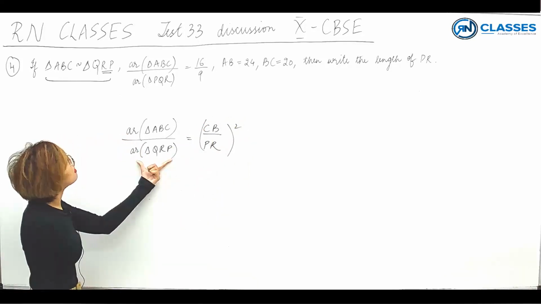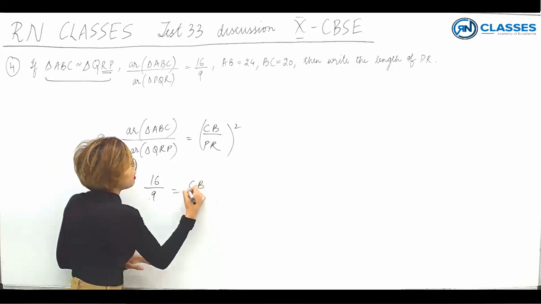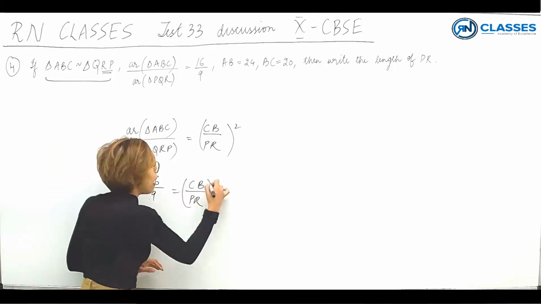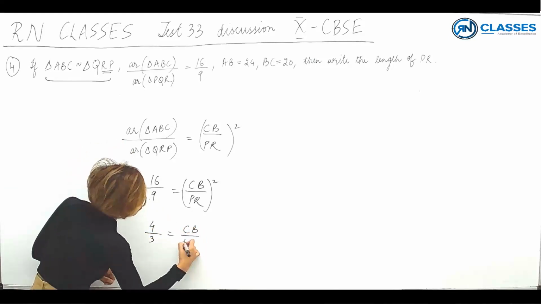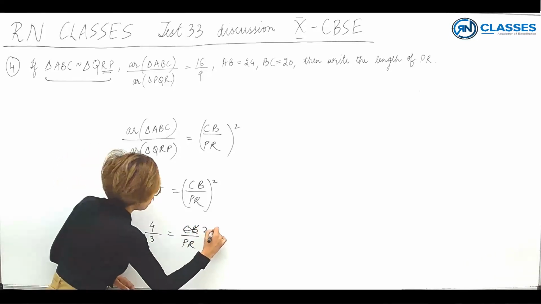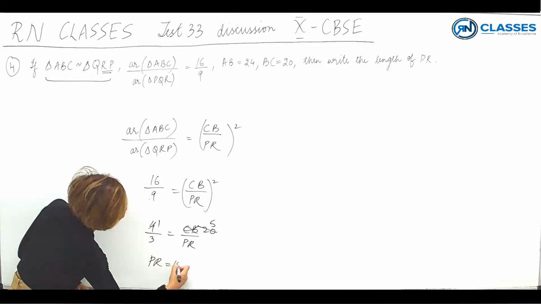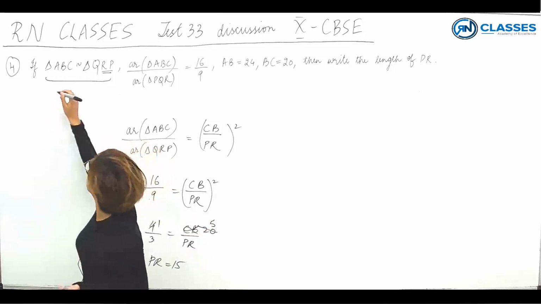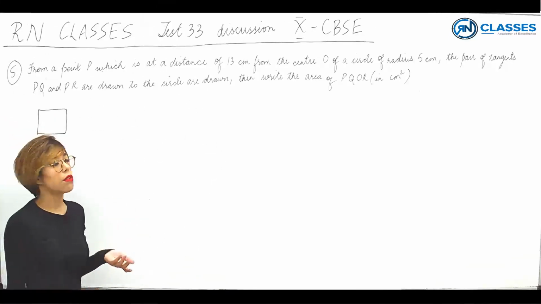Right? Now, this is given to be 16 by 9. So 16 by 9 is equal to CB by PR whole square. Or I can say 4 by 3 is equal to CB by PR. Right? CB is given to be 20. So just insert 20. So this is 5. So that means PR is equal to 15, which is your answer. Integer type. So this is your answer. Right. So the next one.